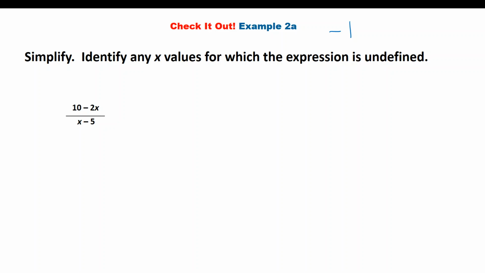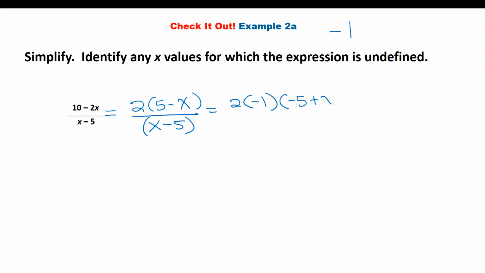Okay, so on this one, the first thing we want to do when we're looking at this is I see we can factor a 2 out. That's going to leave me with 5 minus x over x minus 5. And I can see that I can actually factor a -1 out of the top, and that's going to help me. So I'm going to have my 2 that I just factored out. I'm going to go ahead and factor out a -1, and that's going to leave me with -5 plus x.